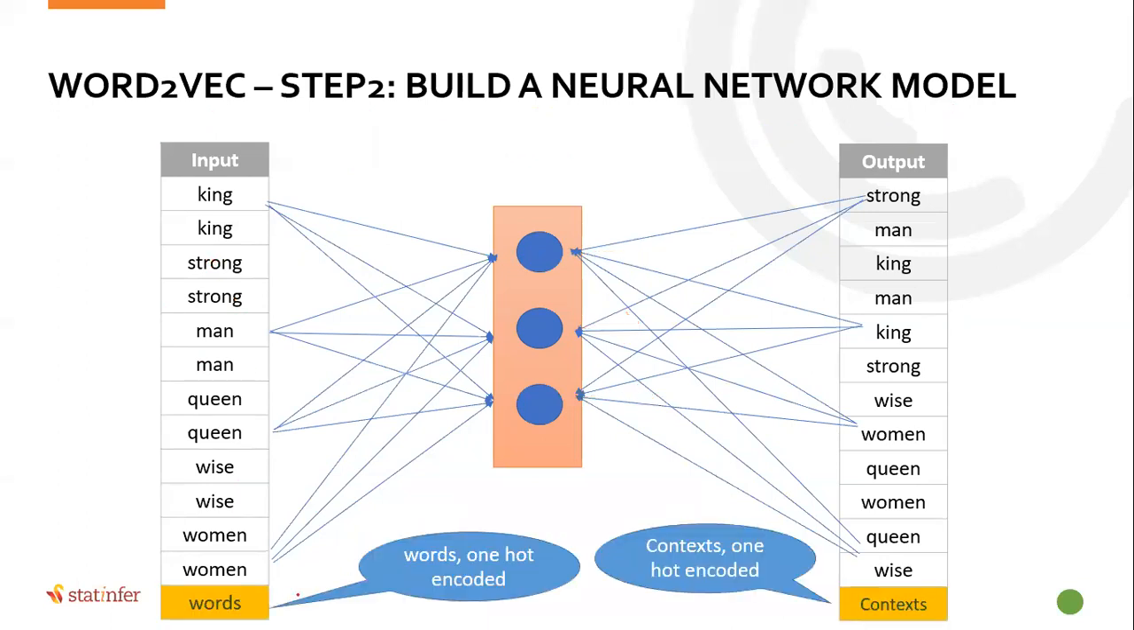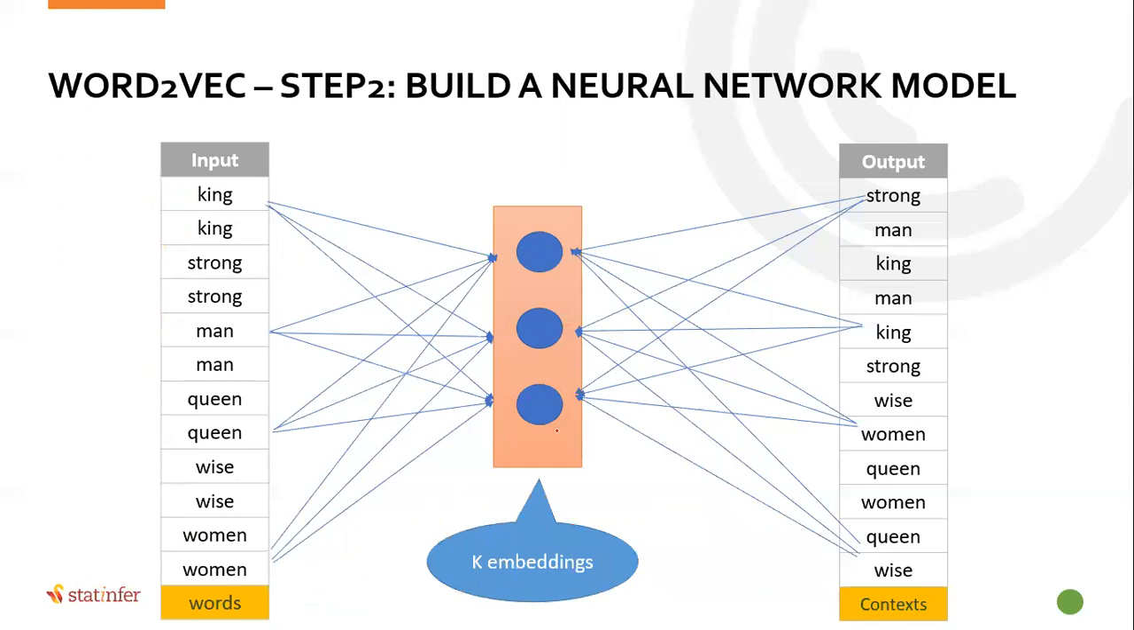So these are the words. Now you can one hot encode them. You can do one hot encoding to build this neural network model. Go ahead, do one hot encoding, then solve it. But anyway, you're not going to take those one hot encoding values. You are not interested in that. You are interested in the hidden layer output. So convert the word into one hot encoding, convert the context into one hot encoding, get the output. These are known as embeddings, K embeddings.